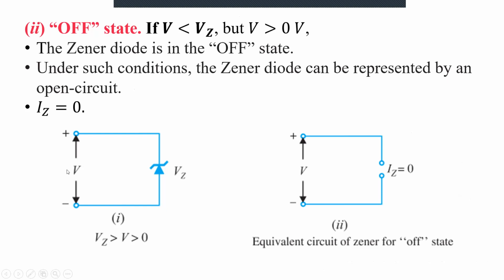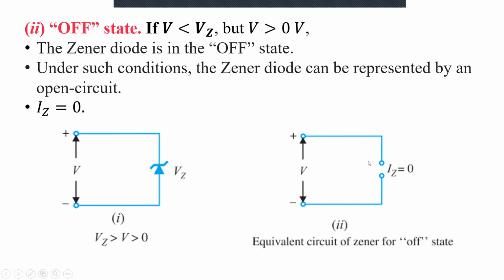On the other hand, if the applied input voltage is less than Vz, when the Zener diode is reverse biased but the voltage is greater than 0 volt, then the Zener diode will remain in the off state. Under such conditions, the current will not flow through the Zener diode because the current starts to flow only once the breakdown voltage or Zener voltage is reached. Suppose the applied voltage is less than the Zener voltage, there is no current in the Zener diode. So it just acts like an open circuit, and the current through the Zener diode remains zero. So we say that this is the off state.